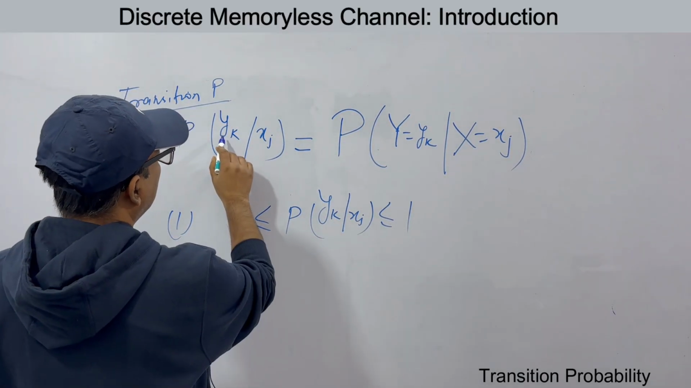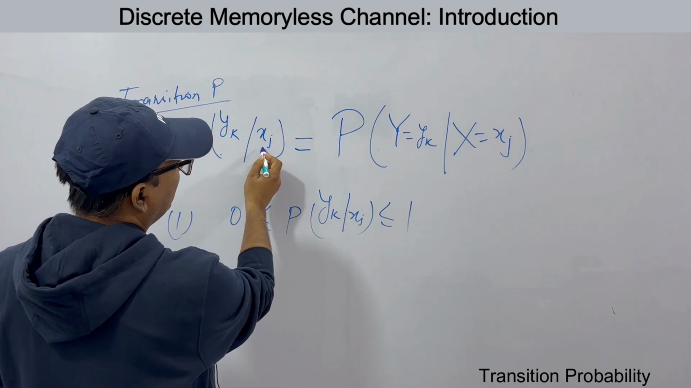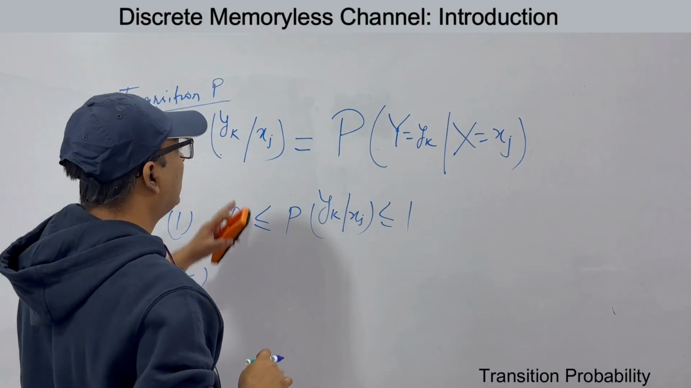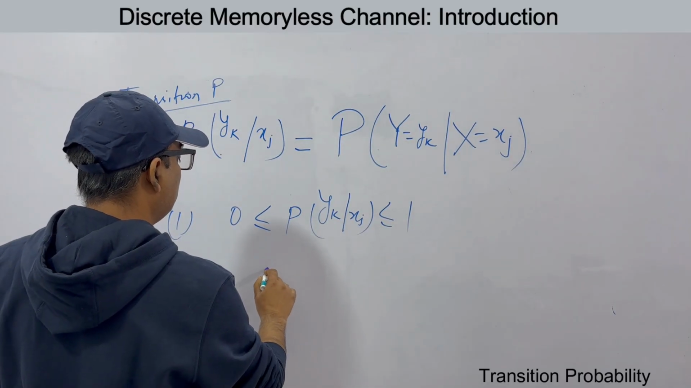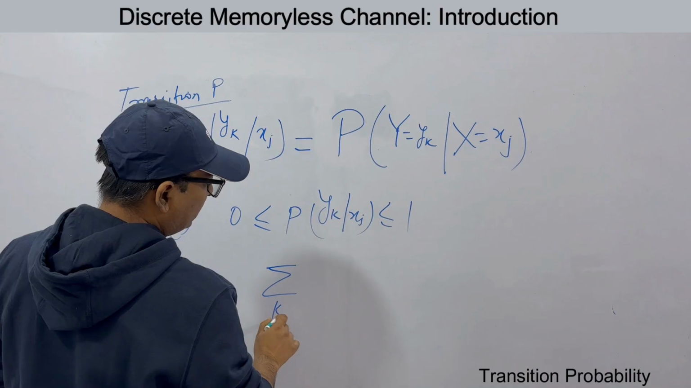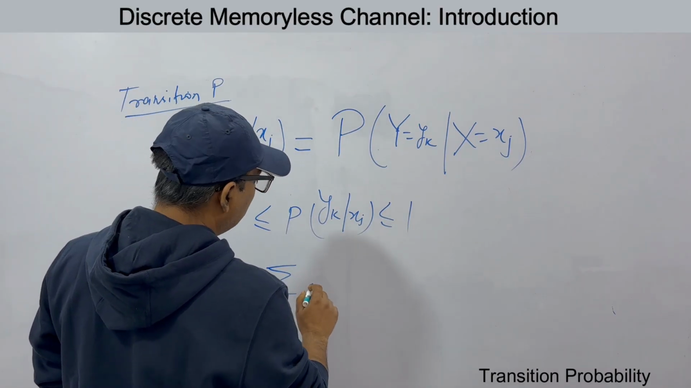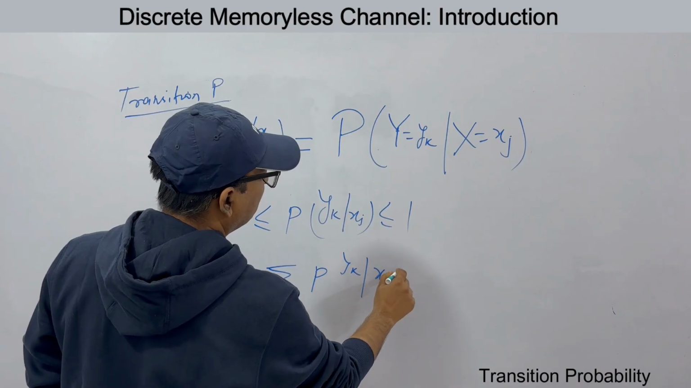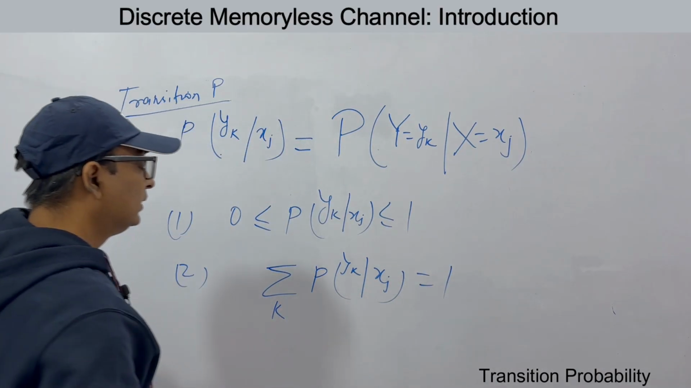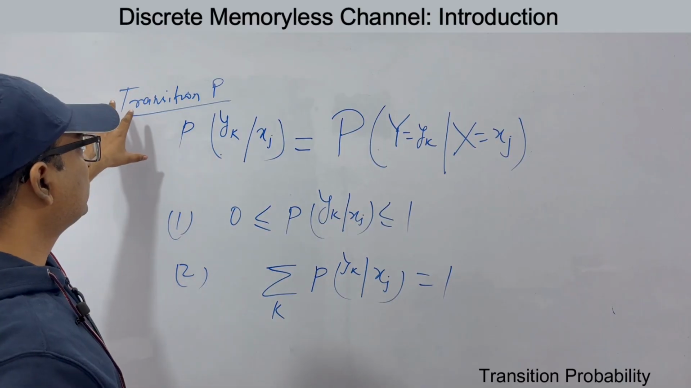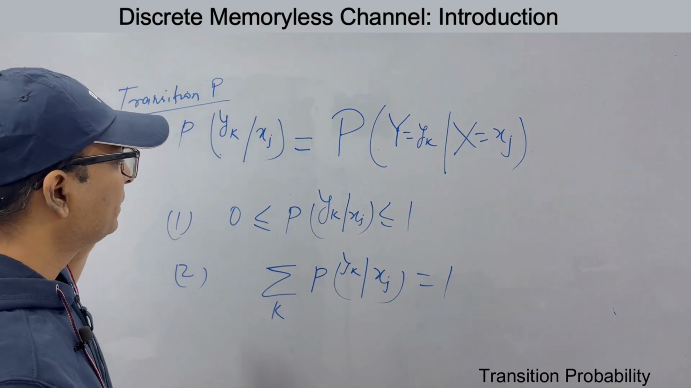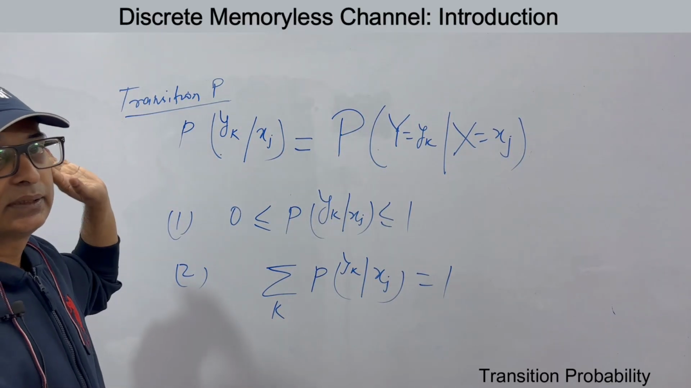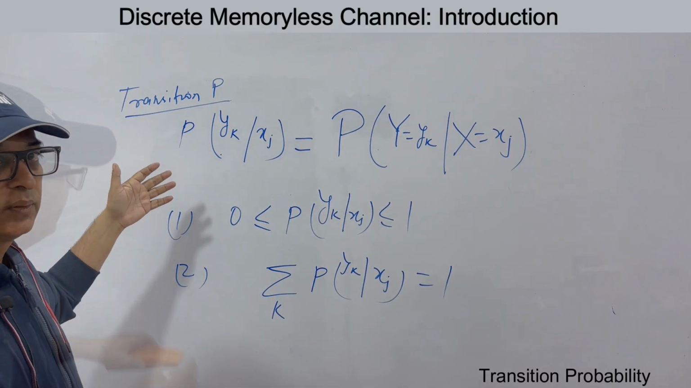Second is, if for one input we have 0 to K minus 1 number of output probabilities, then obviously if you add them all, that is k equal to 0 to that much, the sum of P(y_k | x_j) for a particular input will be equal to 1. So these are the two properties of this. This is called transition probability. You should keep this meaning and this definition. We'll explore this further now.